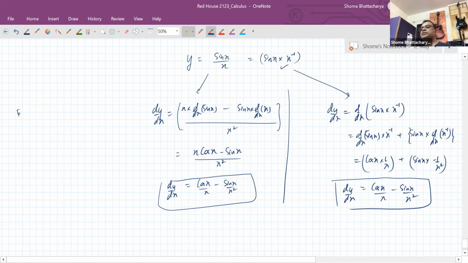So for example, if we have a function like y is equal to x upon square root of 1 plus x square, then using this method, converting it into a product is not going to be as easy as just interpreting it in terms of a quotient. That's why we should know both the properties.